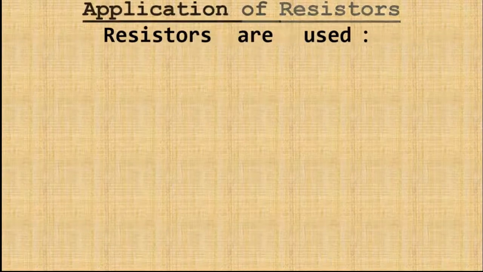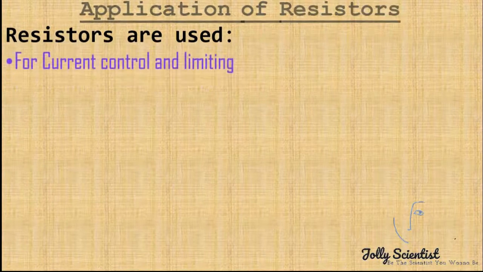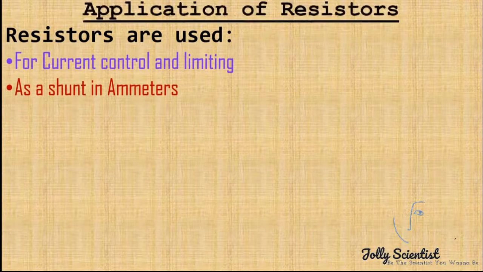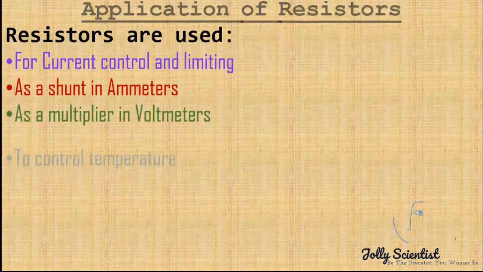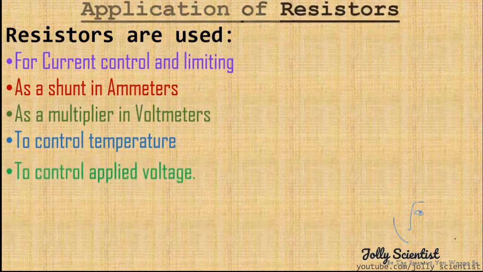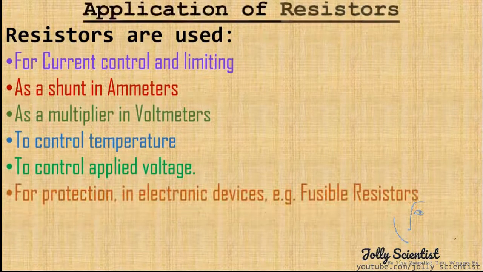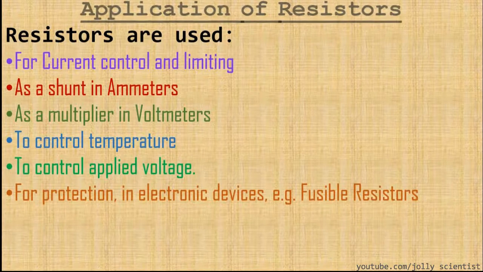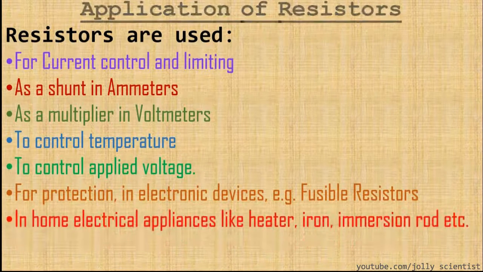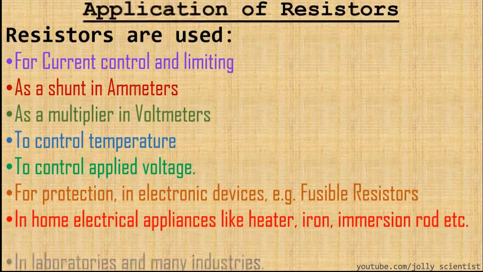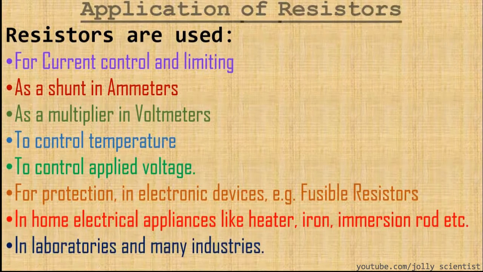Application of resistors. Resistors are used for current control and limiting, as shunts for ammeters, as multipliers for voltmeters, to control temperature, to control applied voltage, for protection in electronic devices, e.g. fusible resistors, in home electrical appliances like heaters and pressing irons, and in laboratories and many industries.